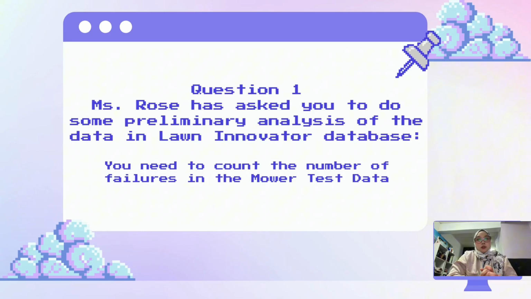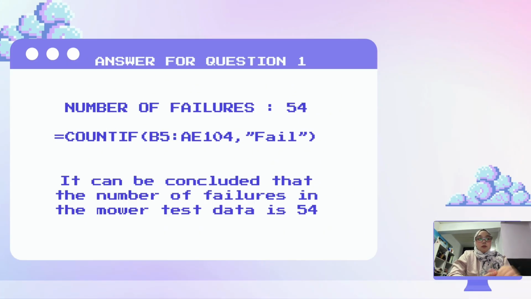Ms. Rose has asked you to do some preliminary analysis of the data in the Lawn Innovator database. You need to count the number of failures in the mower test data. So for question 1, we use the formula COUNTIF. We select the range B5 to AE104 and put the criteria "fail" because we need to find the failures. It can be concluded that the number of failures in the mower test data is 54.